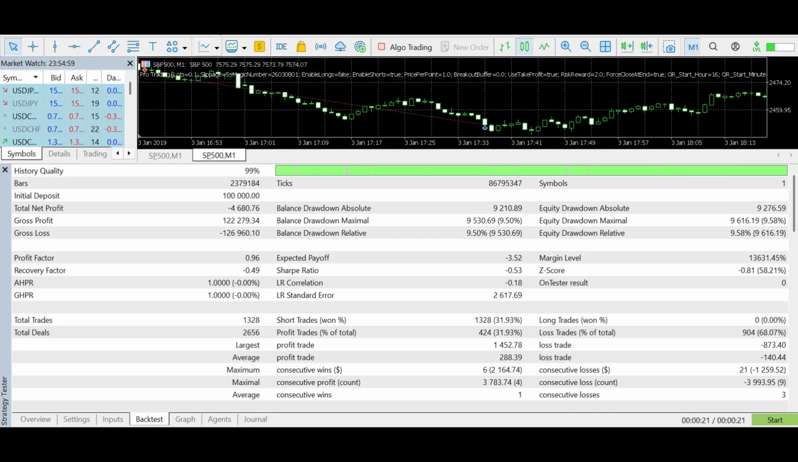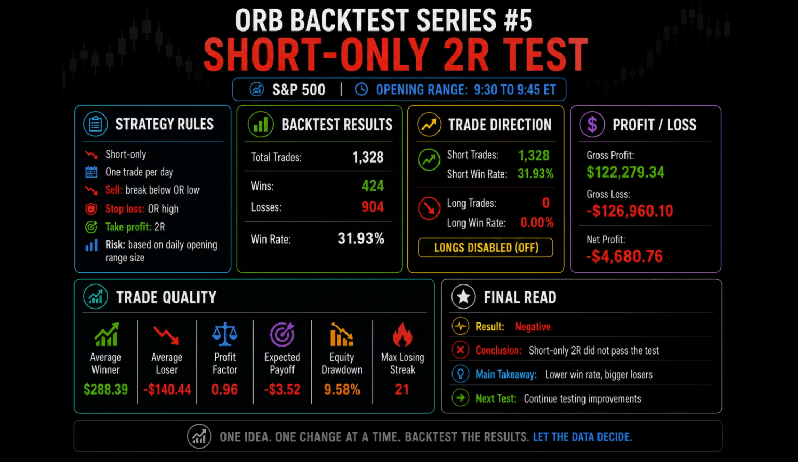That does not mean that short trades can never work. It just means this raw short only version with no filters and a 2R target was not strong enough by itself. This is exactly why I'm testing one change at a time. So that wraps up test number 5. In this test, I kept the strategy short only, but changed the take profit from 1R to 2R. This strategy had 1,328 trades, 424 wins, 904 losses, and a 31.93% win rate.